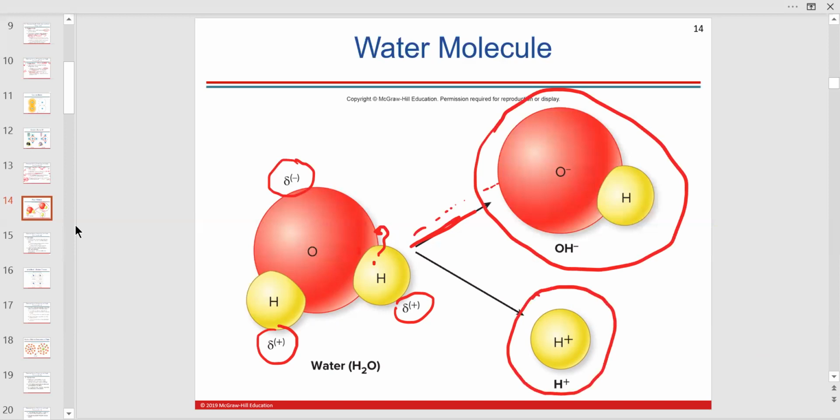So which one's the base? A or B? A, you're right. This is base. So more hydroxide, the higher the pH. More hydrogen, the lower the pH. And you have to know it's an inverse scale. That's kind of creepy. I think I mentioned it last time. Anything below 7 in a laboratory is acidic. Anything above 7 in a laboratory is alkaline or basic.